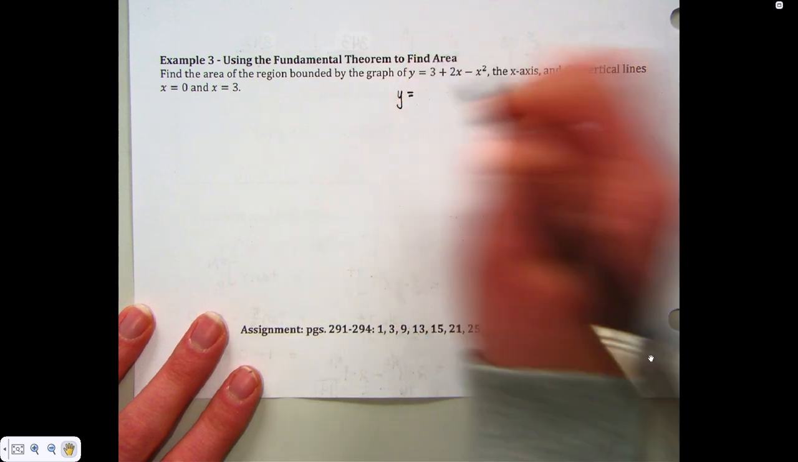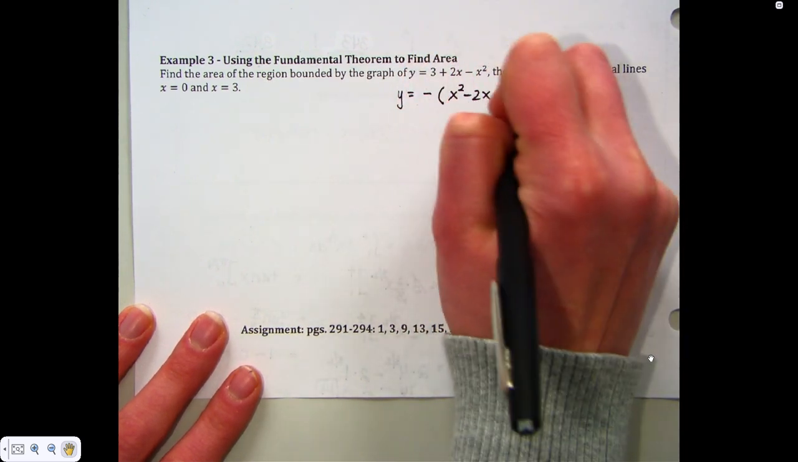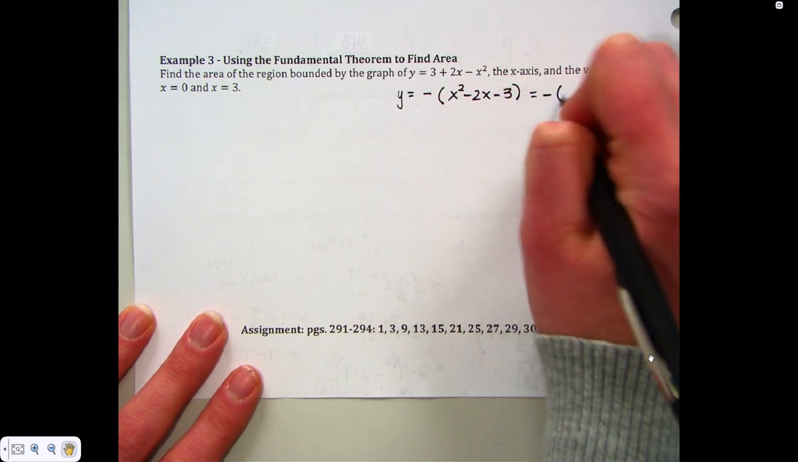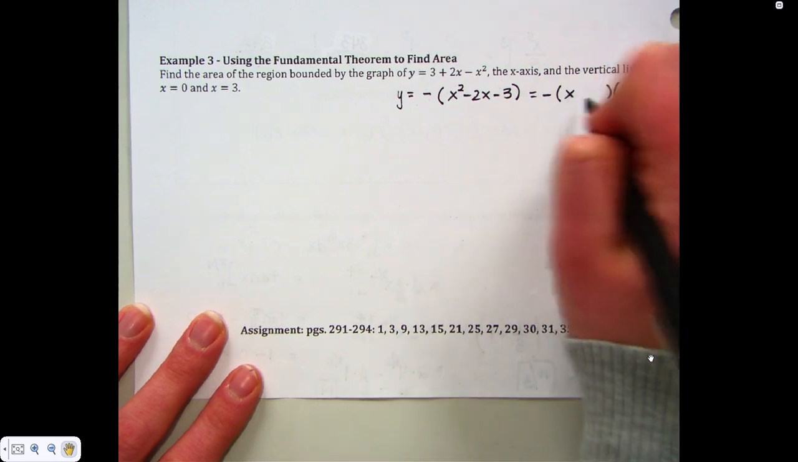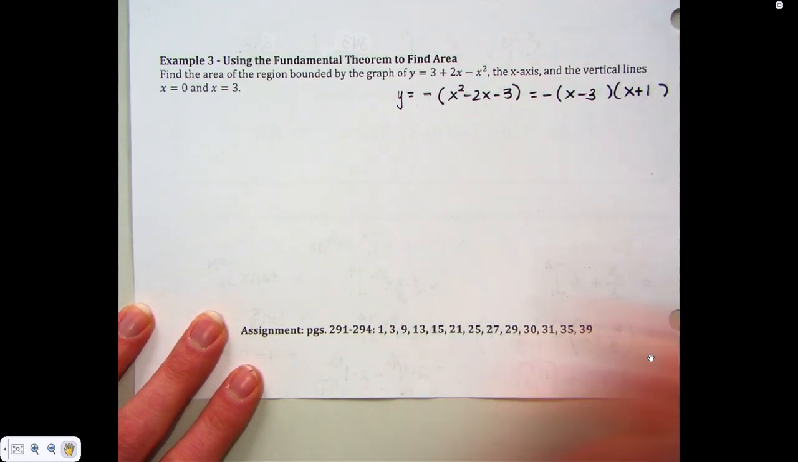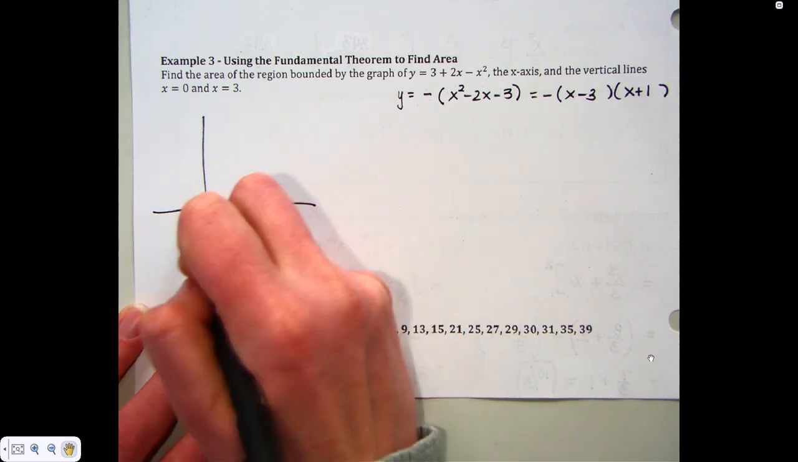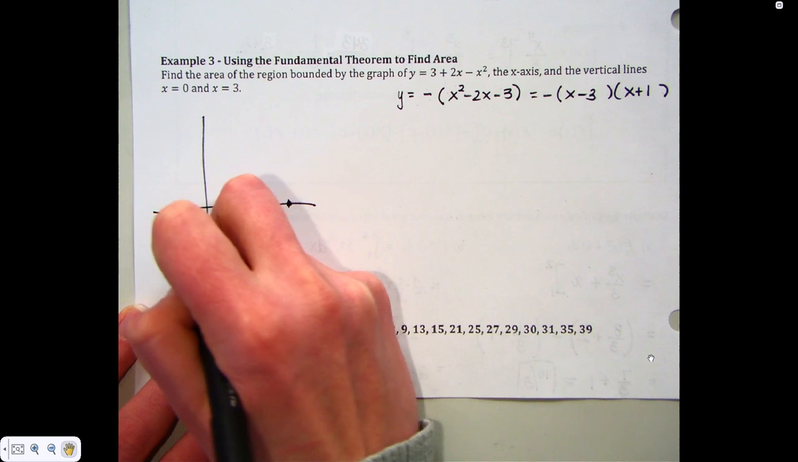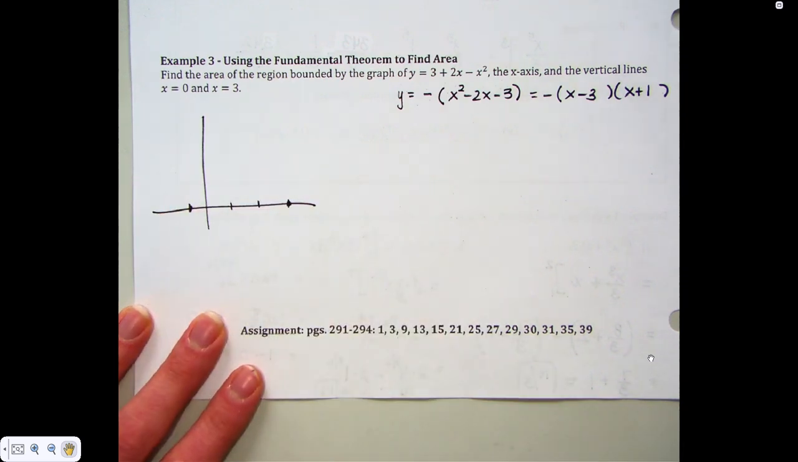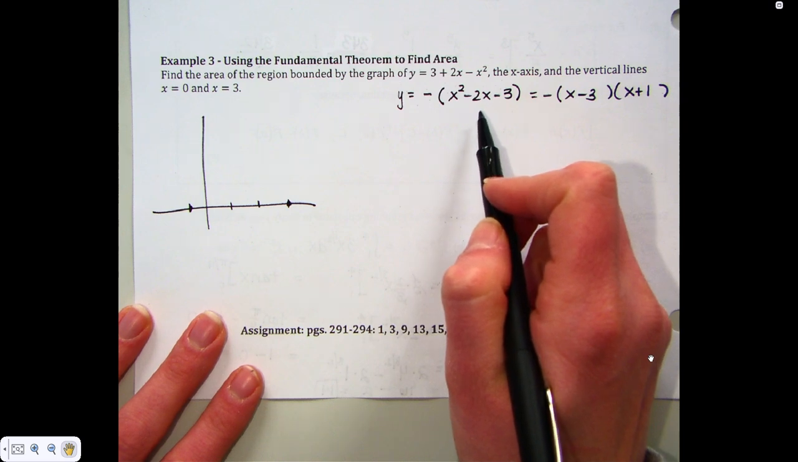I went ahead and I factored out a -1. So that's x squared minus 2x minus 3. And that allowed me to find my intercepts, right? I would have a -3 and a +1. So the graph of this thing, right, is going to have zeros at -1 and at +3. It's an upside down parabola. You could find the vertex if you wanted, although it's not super important.